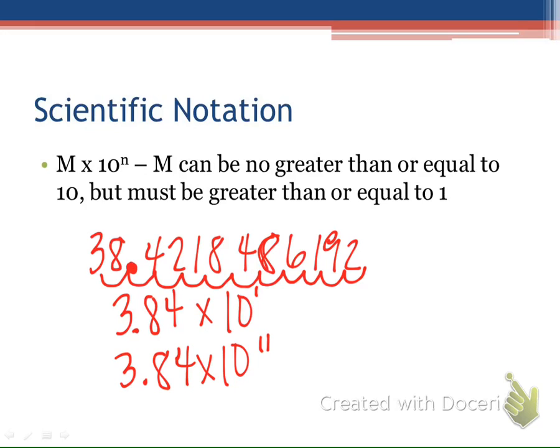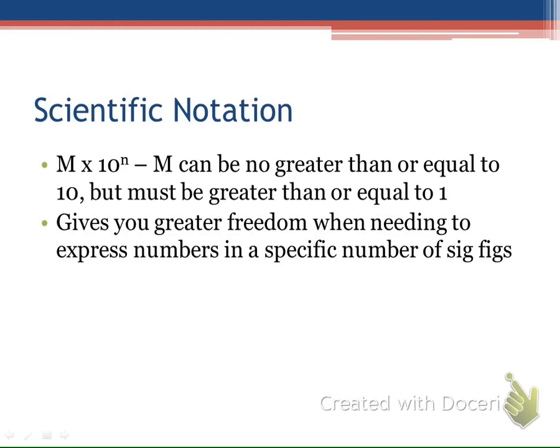You need to make sure that if there's a lot of decimal places, that's fine. You might just have to chop those off. Those are not part of the number you're trying to express. Make sense? All right, good. Scientific notation gives us some flexibility when we need to express things in a certain number of significant figures. You can chop those decimal places off, or you can carry them out as long as you need to. Okay?